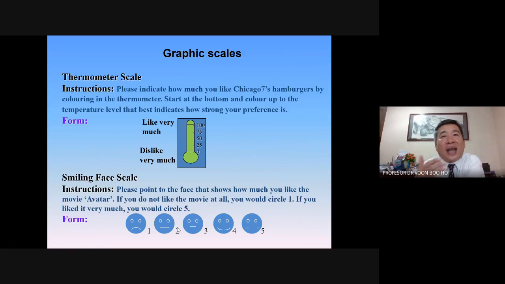To indicate the level of, let's say, happiness, or your feeling, and also it can be the performance, and it can be confidence. All of this can be used with relevant instructions. So that is a graphical scale.